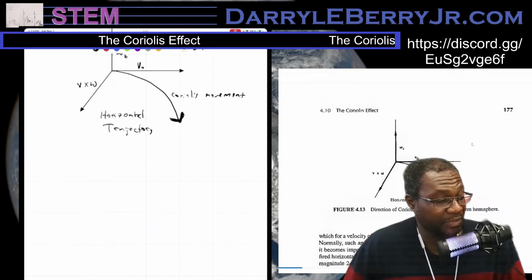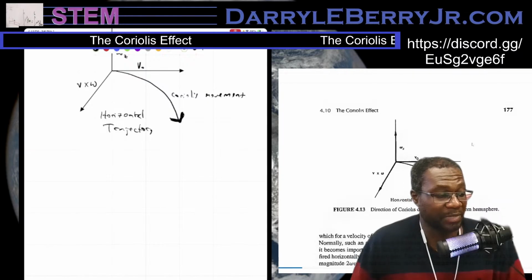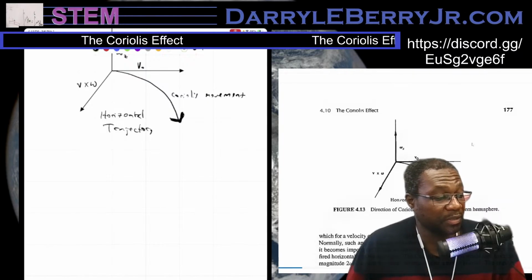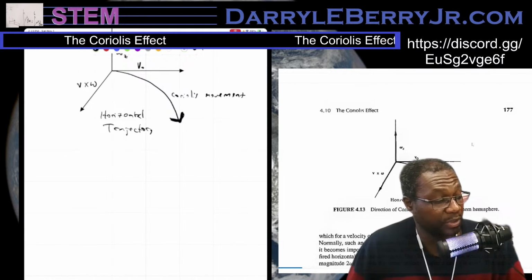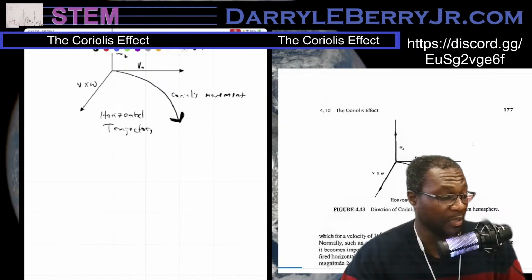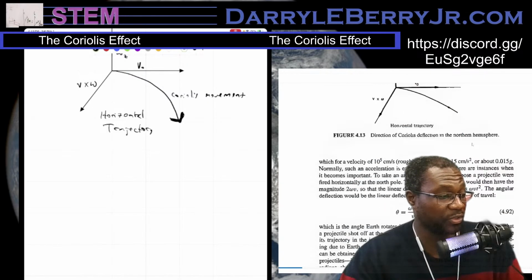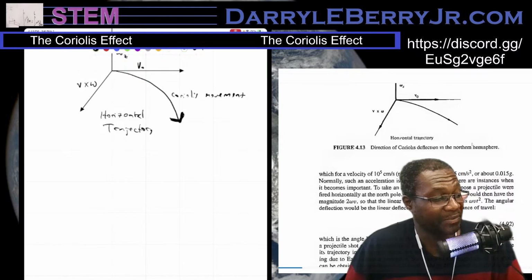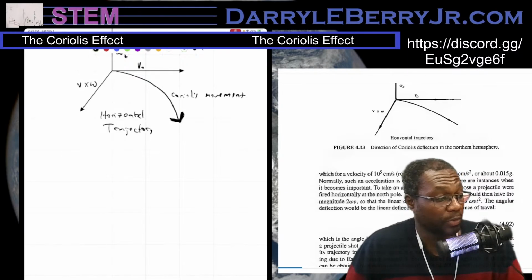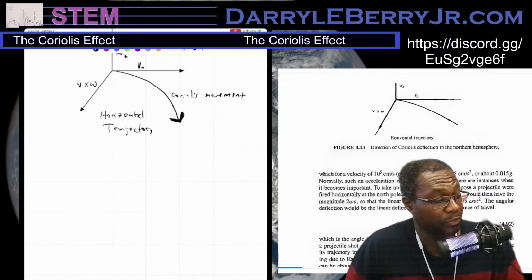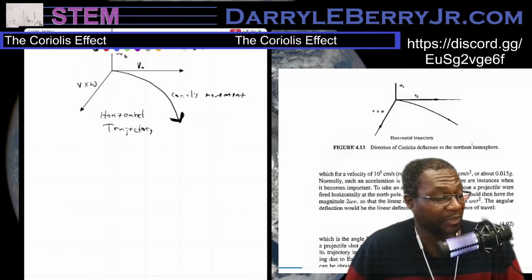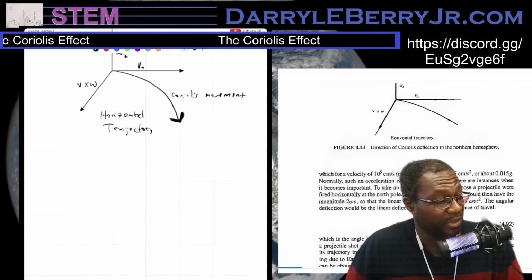So a velocity of 10 to the 5 centimeters per second, roughly 2,000 miles an hour, is 15 centimeters per second squared, or about 0.15 g. Normally, such an acceleration is extremely small, but there are instances when it becomes important. To take an artificial illustration, suppose a projectile were fired horizontally at the North Pole. The Coriolis acceleration would then have the magnitude 2 omega v, so that the linear deflection after a time t is omega v t squared. The angular deflection would be the linear deflection divided by the distance traveled.